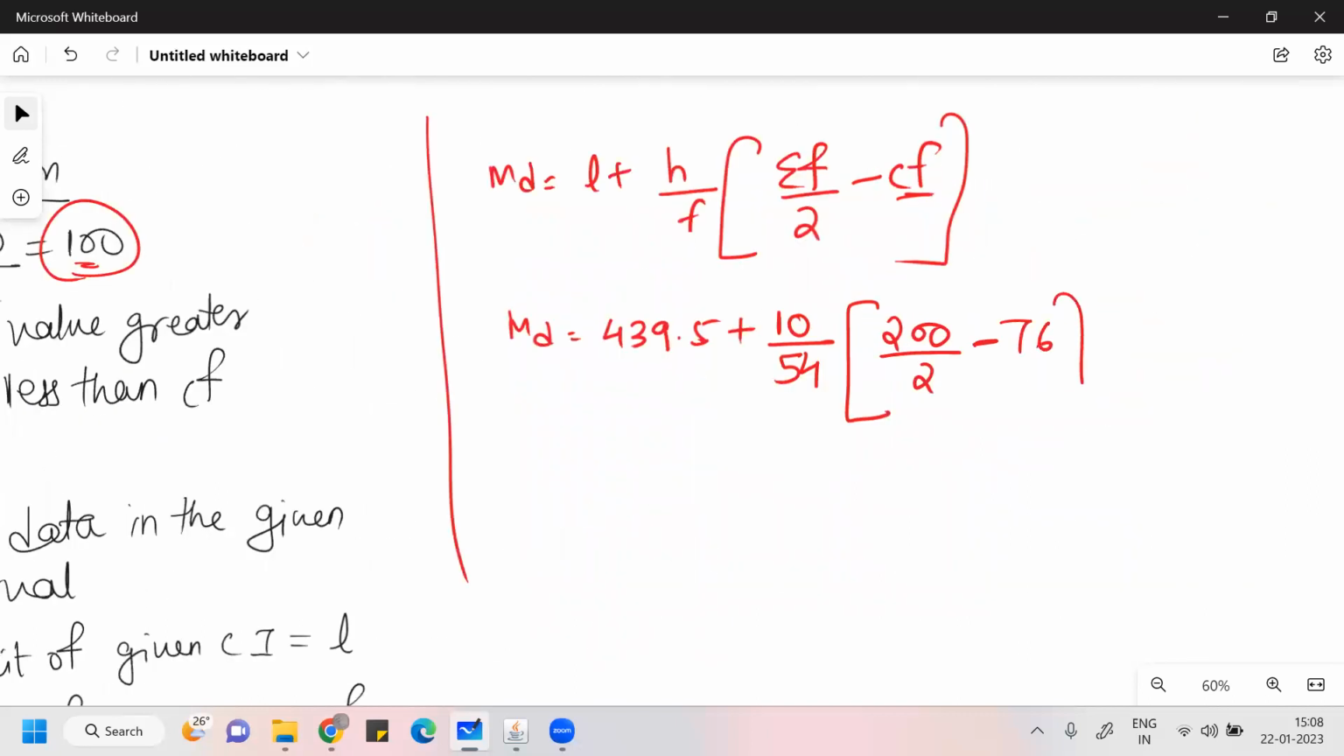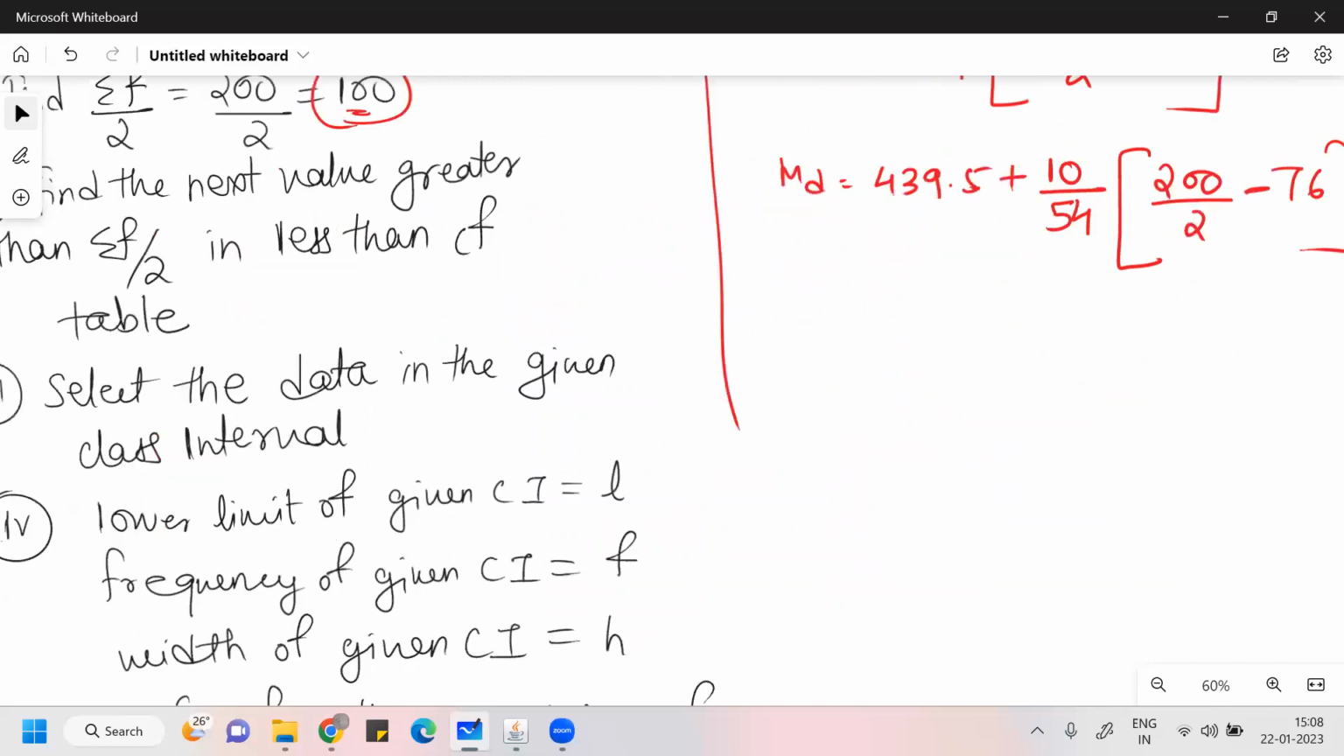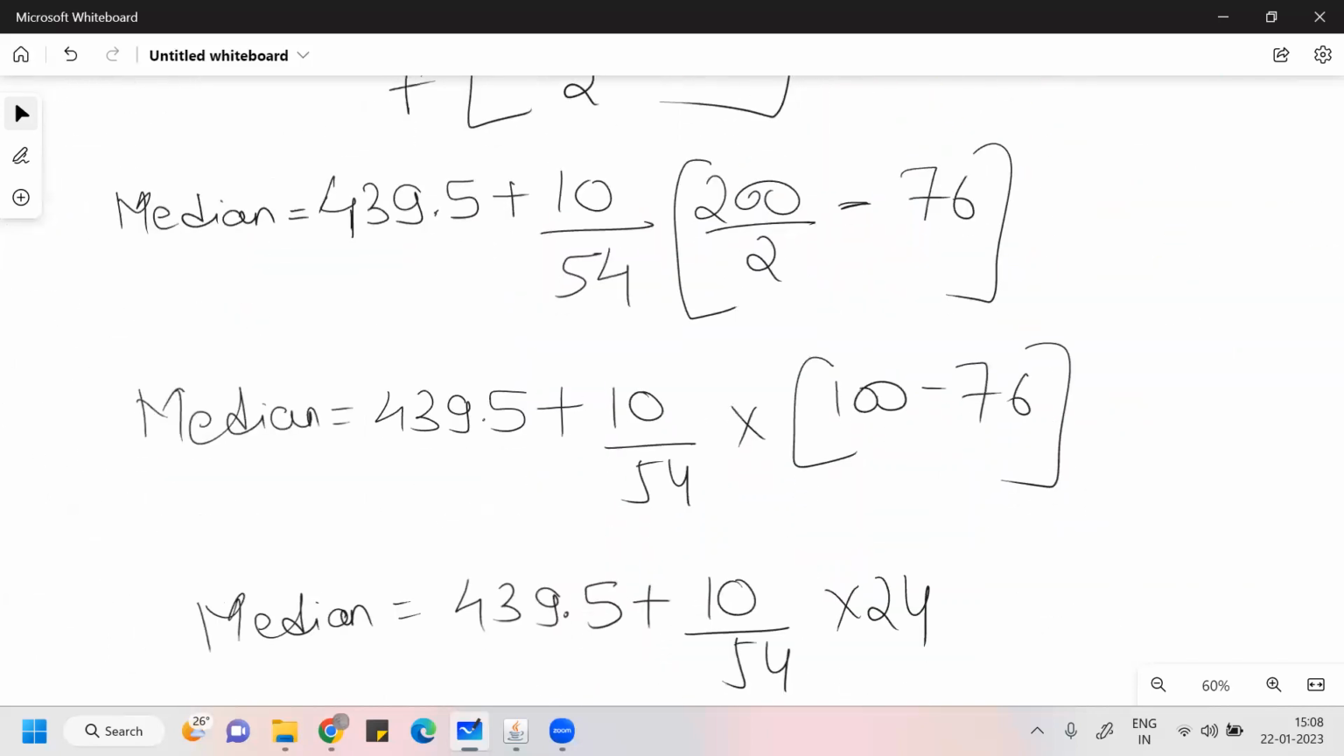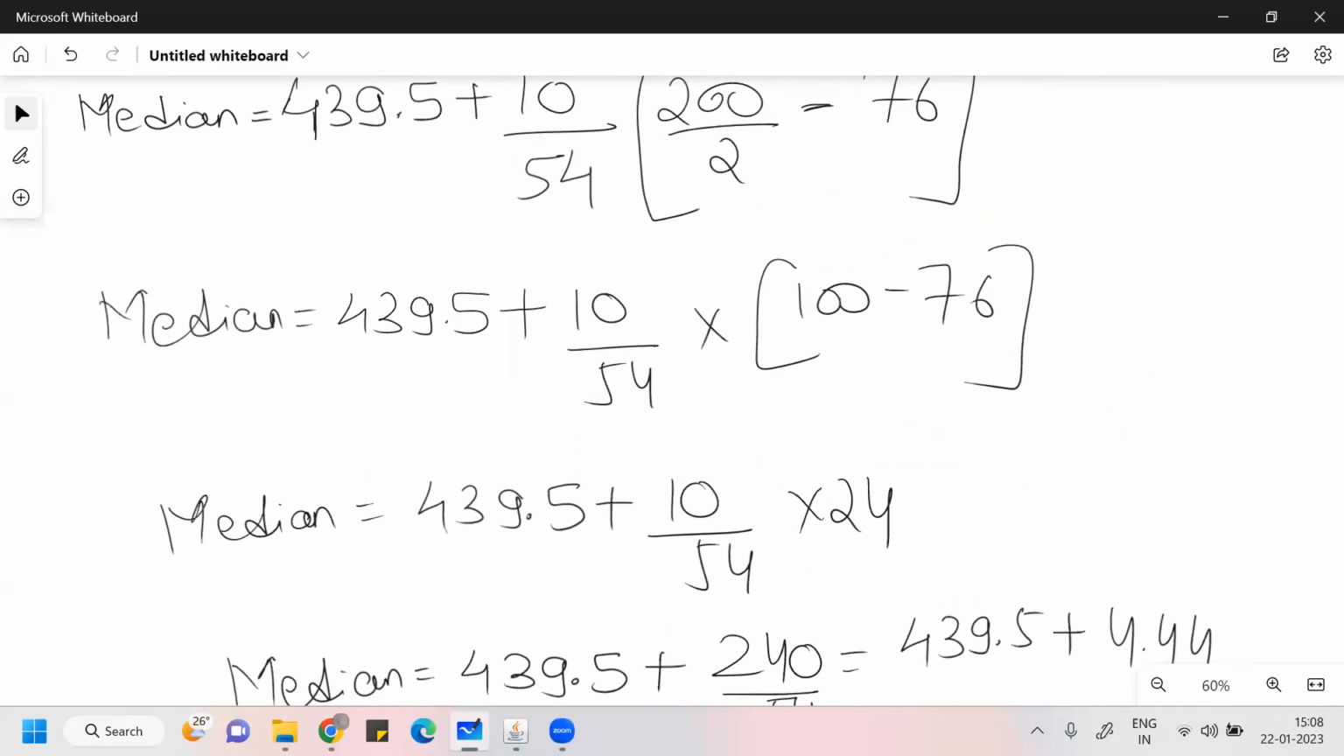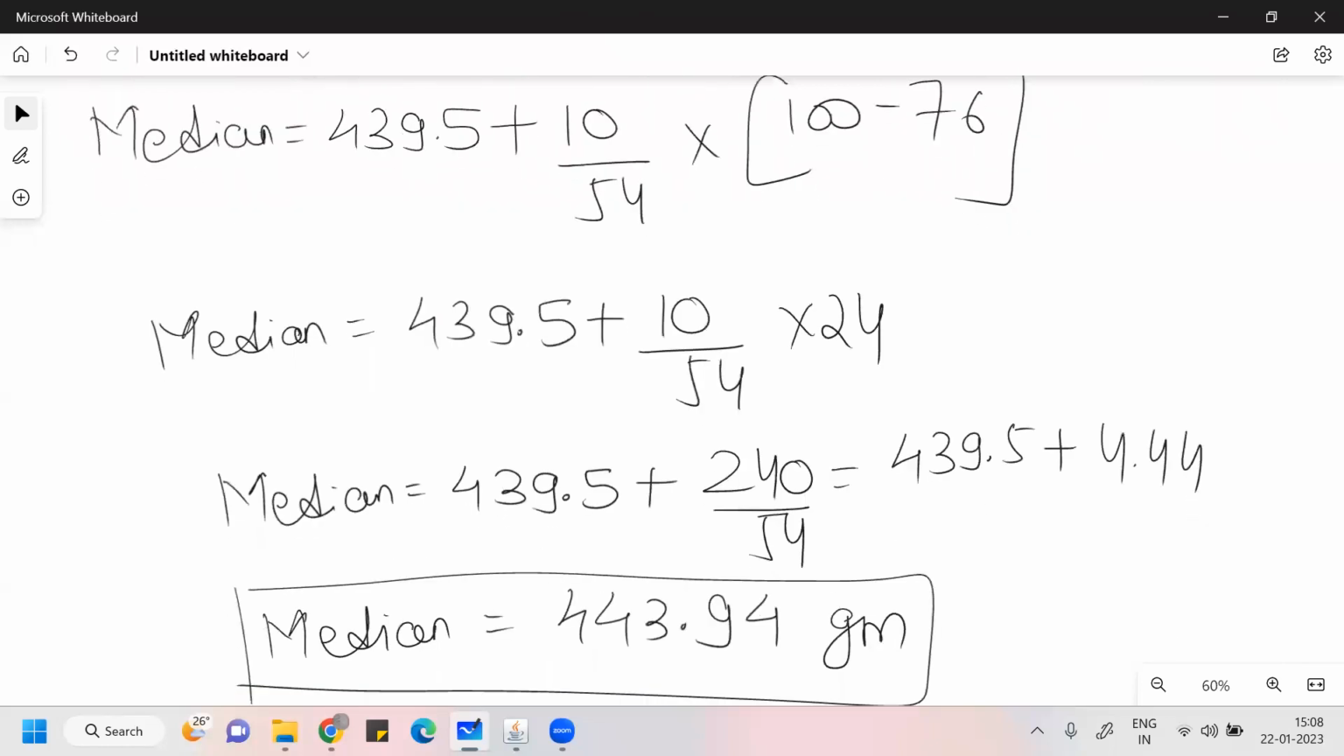Then you just need to solve this. If you solve it, 100 minus 76 gives you 24. 24 into 10 is 240. 240 by 54 is 4.44. 4.44 plus 439.5, you'll get the median as 443.94.